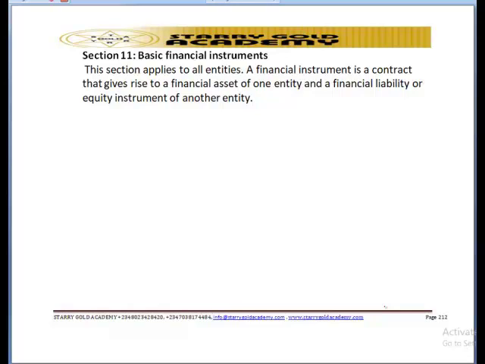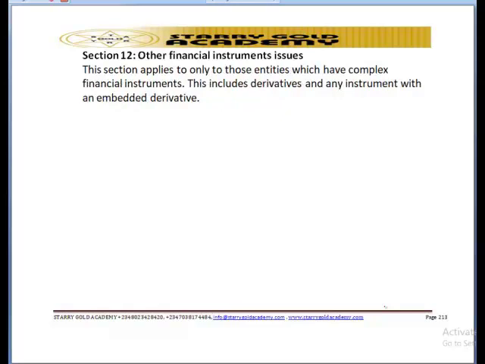So we've considered recognition, the initial recognition, measurement, and subsequent measurement. Now let's look at what Section 12 is saying. This section applies to only those entities which have complex financial instruments. So this includes derivatives and any instruments with an embedded derivative. So an entity must recognize a financial asset, talking about the initial recognition, or financial liability only when the entity becomes a party to the contractual provisions of the instrument.